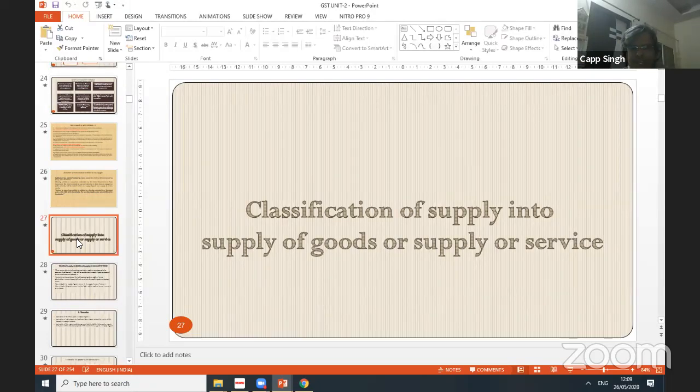Whenever we talk about the classification of supply into supply of goods or supply of services, we have to refer to Schedule 2 of the CGST Act or SGST Act, under which all supplies are broadly classified as either a supply of goods or a supply of services.